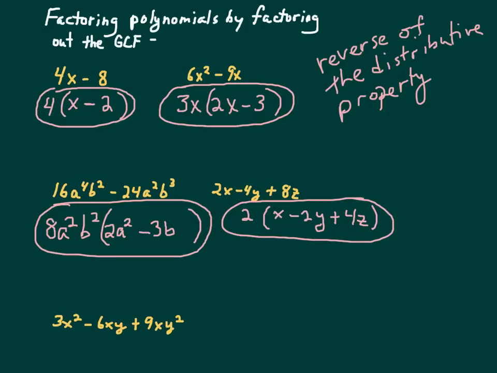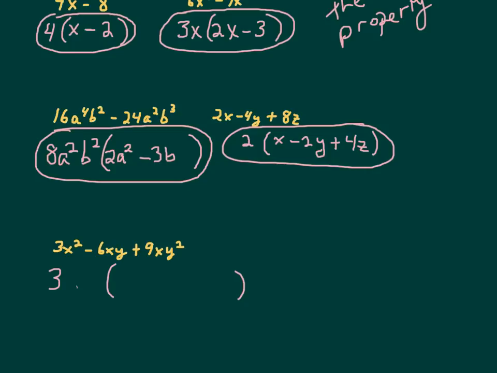All right. So on this next one, let me actually clean this up. So I have 3x squared minus 6xy plus 9xy squared.